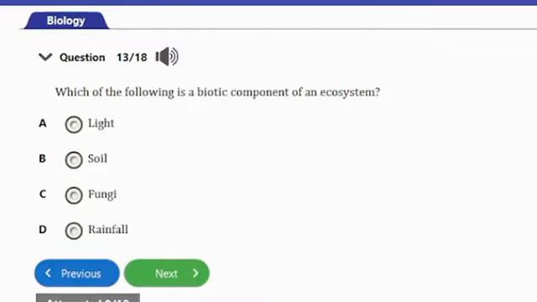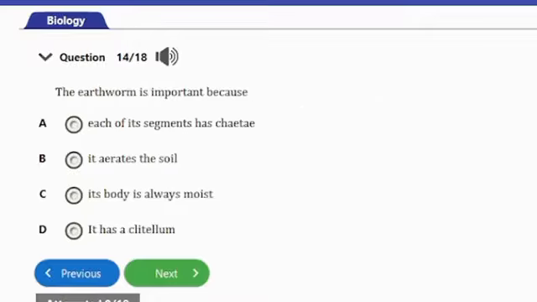Question number 13. It says, which of the following is a biotic component of an ecosystem? We have light, soil, fungi, and rainfall. So guys, you see that all these components are abiotic. That's the non-living components, whereas only fungi seems to be the living component here, which is biotic. So the only living component here, which is the biotic component, is the fungi. So that's it for that question. Let's go ahead and consider question number 14.